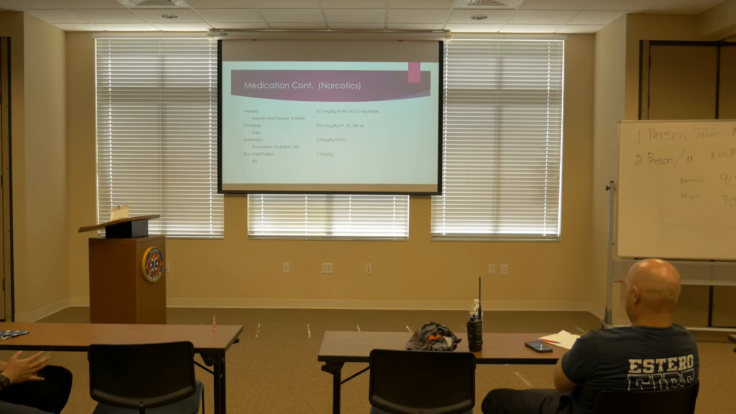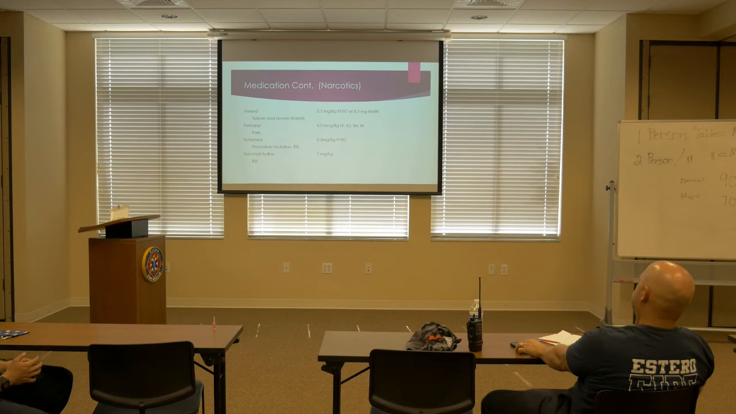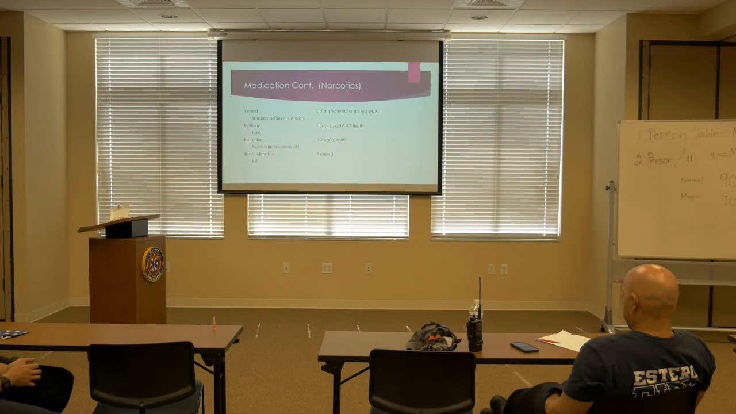Our narcotics. So Versed for seizures, and these are on the chart. So 0.1 milligrams per kilogram, or 0.2 milligrams IM or IN, depending on how you're going to give it. If you're going to give IV, of course, it's going to be less. If you're going to go IM or IN, you've got to go a little more. Seizures or severe anxiety, probably not going to see severe anxiety in a peds patient, but maybe a teenager. But at that point, they're probably going to be an adult size, and you're going to treat them like an adult. Fentanyl for pain, 0.5 micrograms per kilogram.